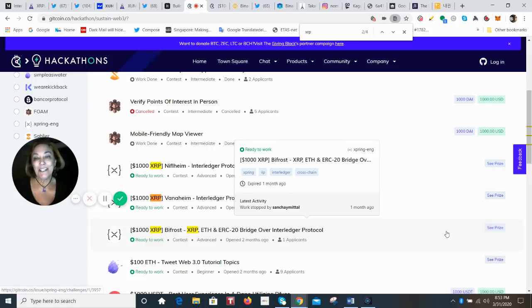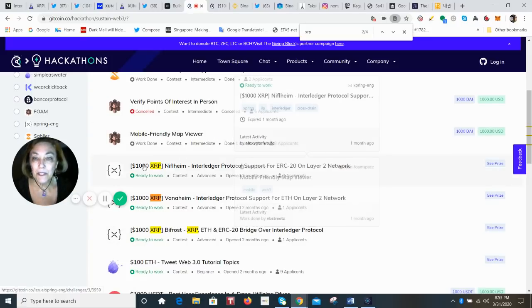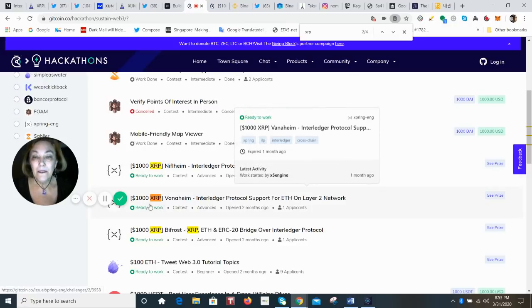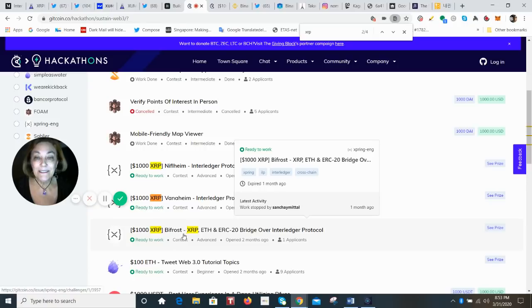So when we take a look at this, they had actually three different bounties here. One for the Interledger protocol, support for the ERC20 on the layer 2 network. And then there was a $1,000 bounty for the Interledger protocol support for Ethereum on the layer 2 network. And then the last one is XRP, Ethereum, and ERC20 bridge over the Interledger protocol.